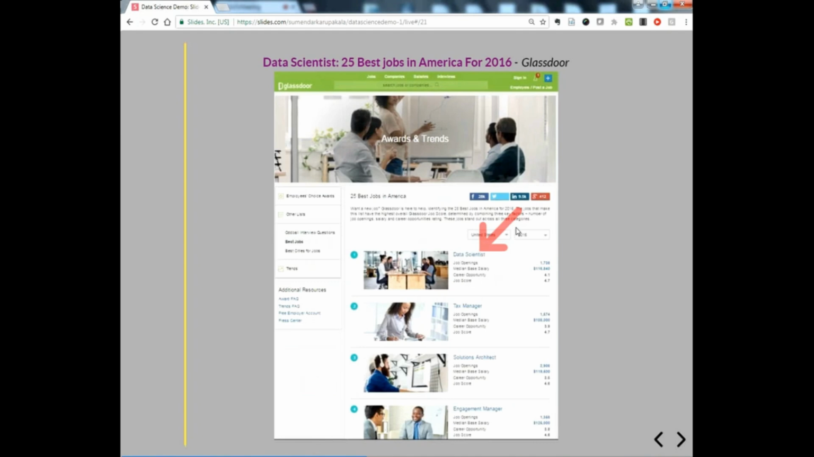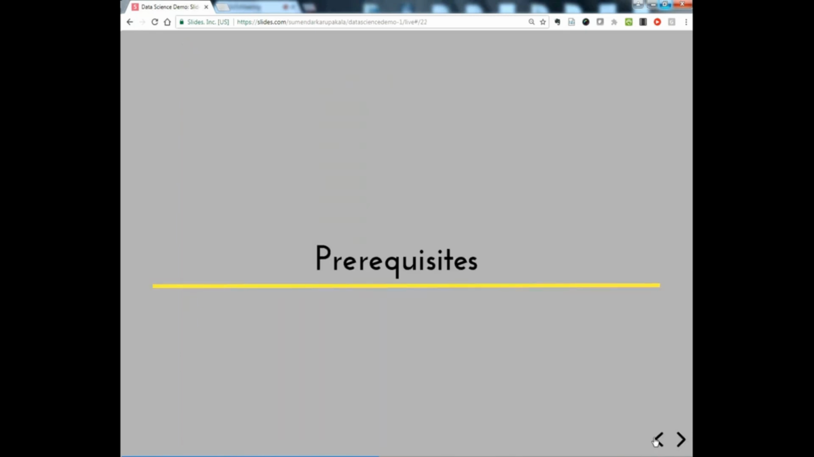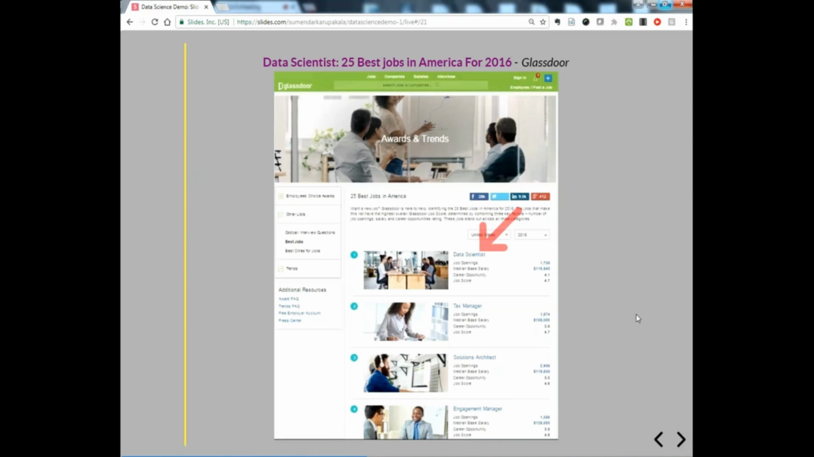And in America, in 2016, and I think 2017 also, the top job is data scientist, right? So what is the difference between data scientist and data analytics?